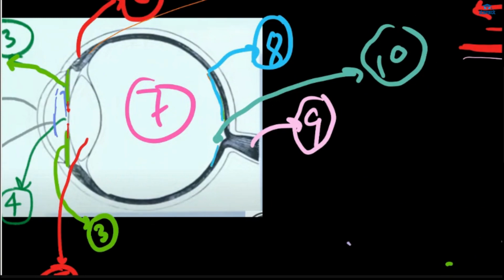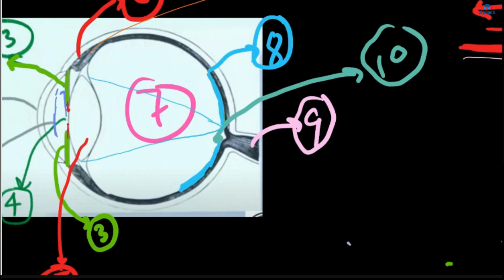This is your retina, where the images are formed. Here only the light gets converged, and brings and focuses a very sharp image of the object here.